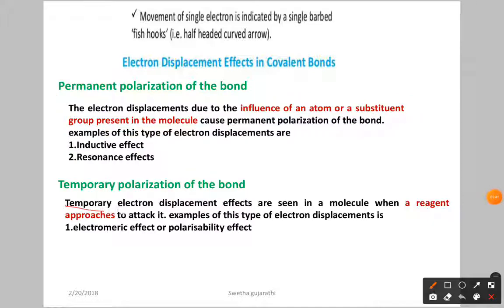Next we have temporary polarization of bond. In temporary electron displacement, effects are seen in a molecule when a reagent approaches to attack it. Examples of this type of electron displacement are the electromeric effect or polarizability effect.